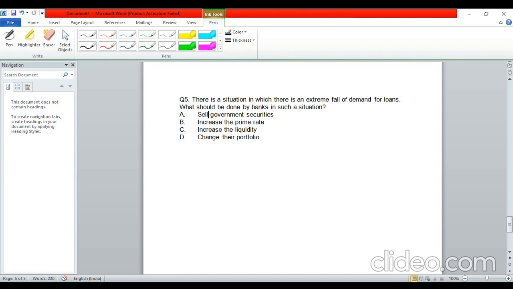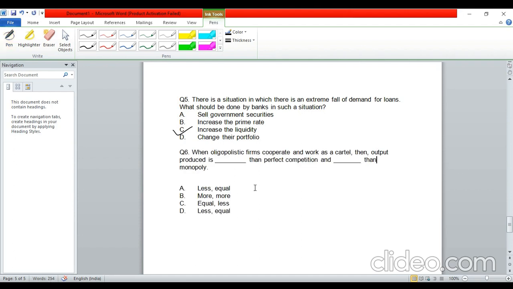But the C option, increasing the liquidity. So this seemed the most appropriate option, because increasing the liquidity means you are basically increasing the money supply in the economy. And if the money supply is increased, that will imply that the interest rates will fall in the economy. And if there is a fall in interest rates, the demand for loans may increase. So I think this seems to be more appropriate to me. The C option, that is increasing the liquidity. Let me know, guys, what do you think should be correct for this one?